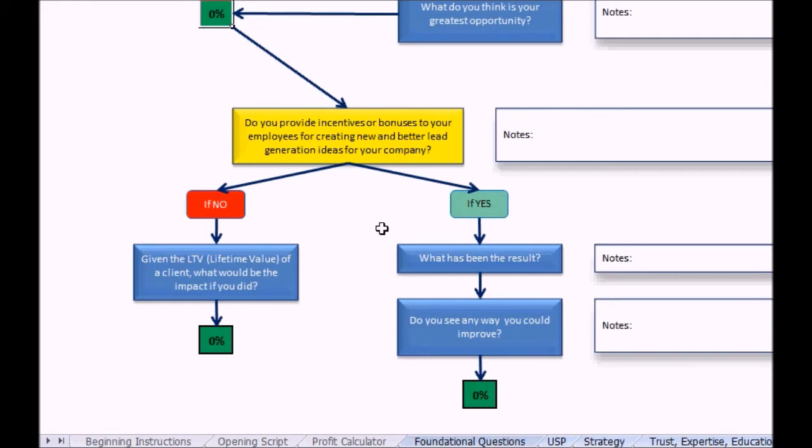Now, if they don't, okay, given the lifetime value of a client, what would be the impact if you did? And you can walk them through that. If they do, what's been the result, and do you see any way you can improve?